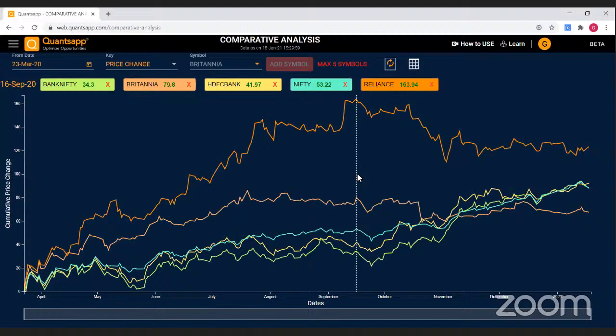Britannia has gained almost 80% since 23rd March. HDFC Bank almost 42%, Nifty 53%. Reliance has gained more than 160%. That's huge. So here we are just comparing how the movement has happened. But if you can see after that, these 4, Nifty, Bank Nifty, HDFC Bank and Britannia, were slightly going upside and Reliance has fallen down.